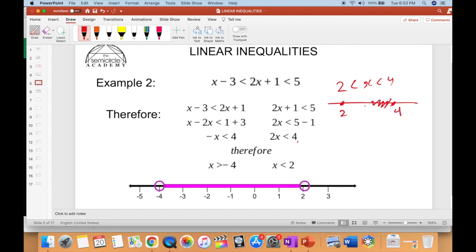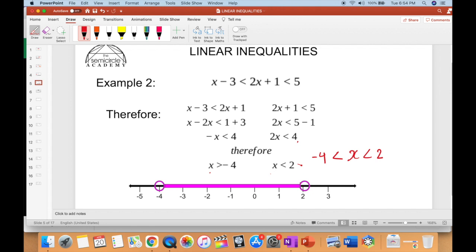So x will be between the two of them. Yeah, so you kind of get the same thing for your answer because look, for one answer I got x is less than 2, but for the other answer x is greater than negative 4. I could have rewritten it like this: x is less than 2, but it's greater than negative 4. And this is how it will look on the number line.